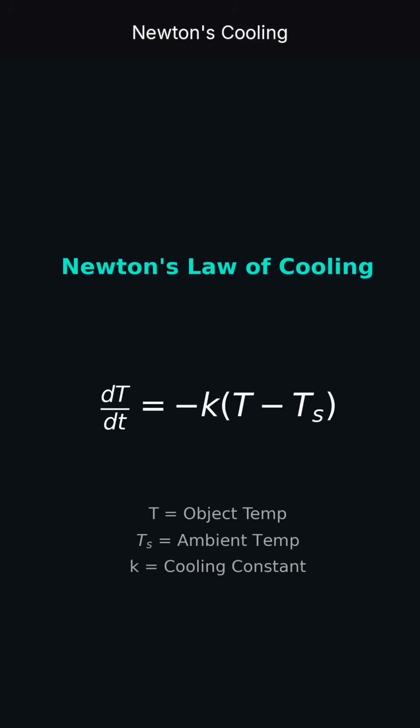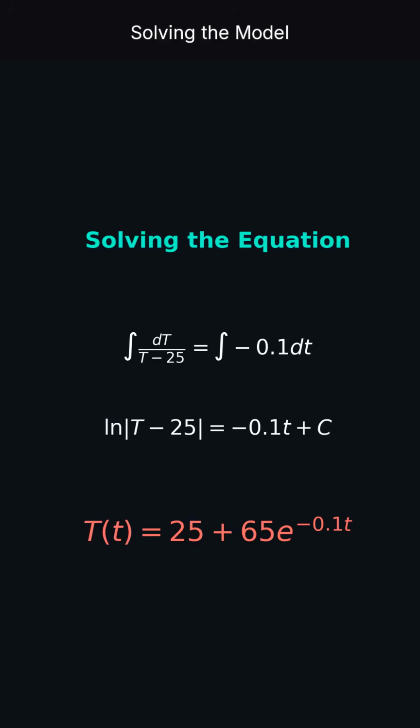Let us start with Newton's law of cooling. It states that the rate of temperature change of an object is directly proportional to the difference between its own temperature and the ambient temperature of its surroundings. The larger the gap, the faster the cooling. Solving this first-order linear differential equation using separation of variables yields an exponential decay function.